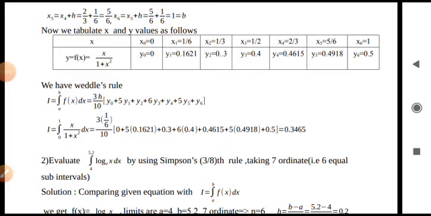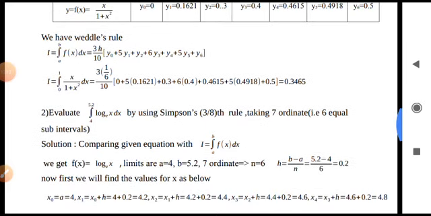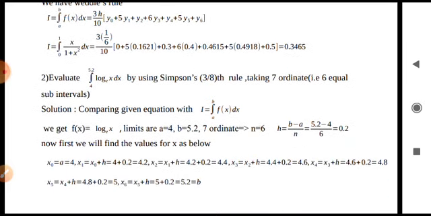Dear students, these problems are very easy to solve. Now we work out one more problem. Second, evaluate the integral from 4 to 5.2 of log x to the base e dx by using Simpson's 3/8 rule, taking 7 ordinates. 7 ordinates means n is 6.